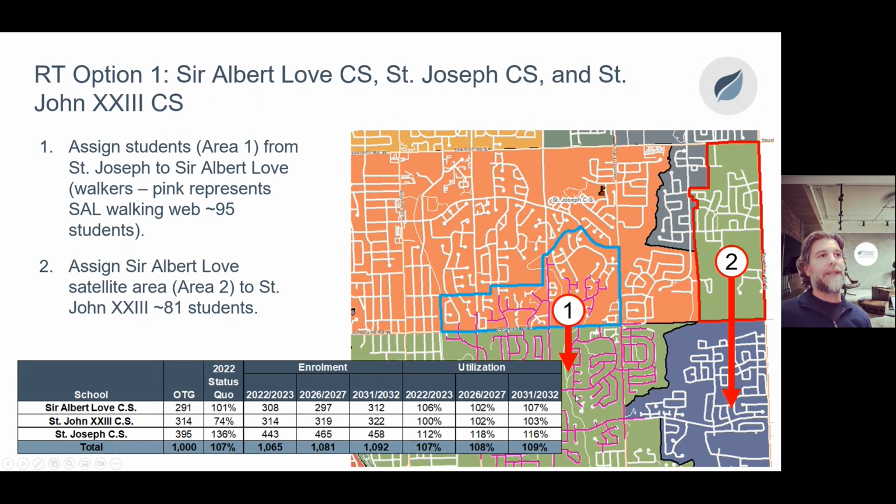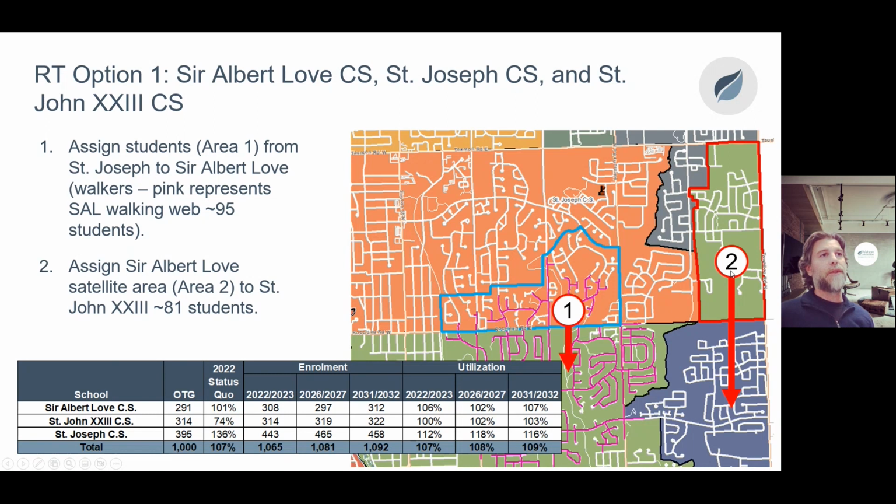So what it's indicating is that most of these streets are within the 1.6 kilometer walking distance to Sir Albert Love, which is hidden just behind this table down here. As a result, to get that done, if we just sent those students to Albert Love, it would then put Albert Love way over capacity.